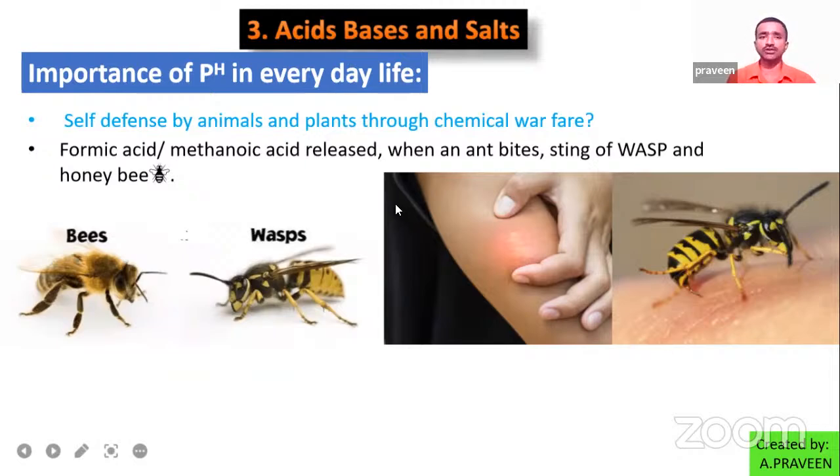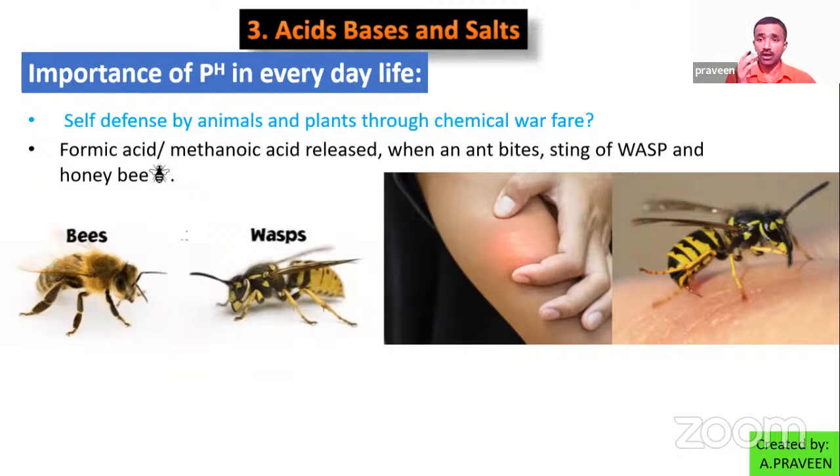Then, the importance of pH in our day-to-day life. In aquatic life, plants and animals are sensitive to acid rain. If the rain water pH value is lower than 5.6, it is considered acid rain. Then in our mouth, tooth decay. If the pH of the mouth falls below 5.5, the acid in our mouth directly affects the teeth, so it is called tooth decay, cavities.